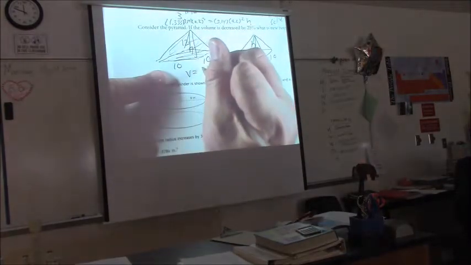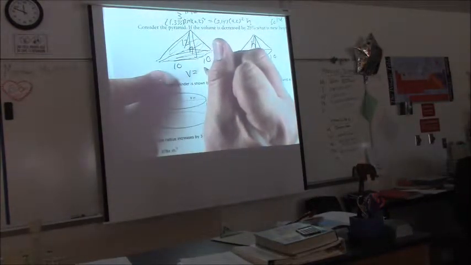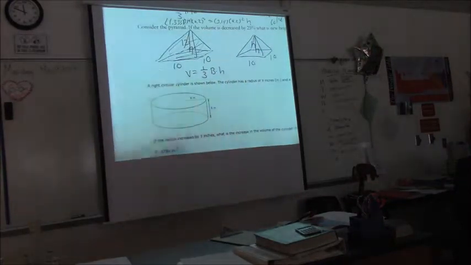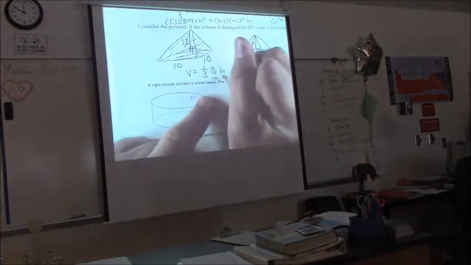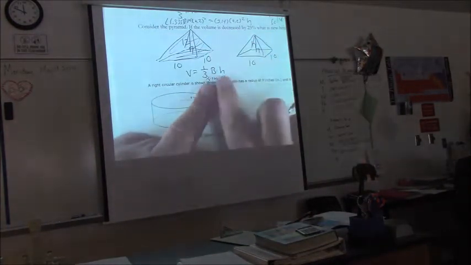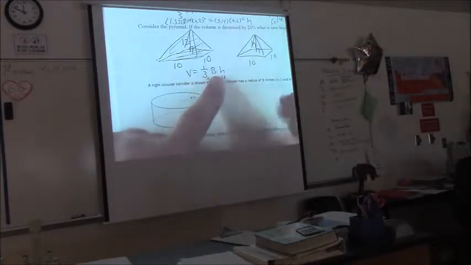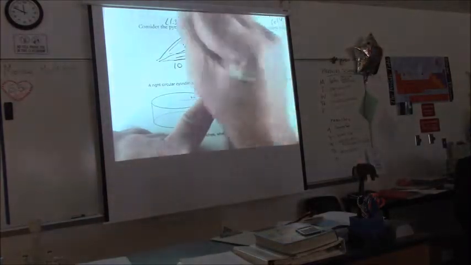What's the formula? 1/3 base times height. Miss Emily already got it. I think it's 1/3 of 100 times 12. So the actual volume is 400, because the area of the bottom is 100 and the height's 12. What's 1/3 of 12? It's 4. 4 times that, so the volume of the pyramid is 400.